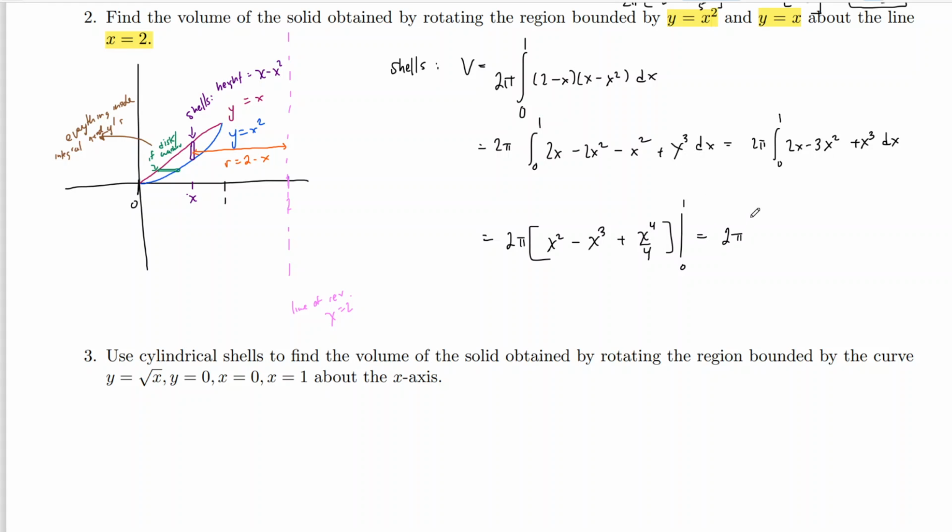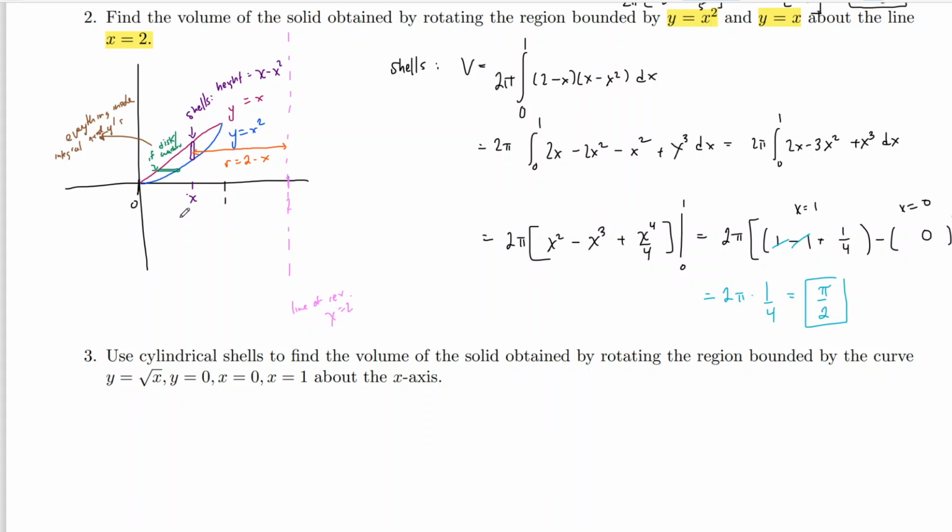And we have 2 pi. Plug in x equals 0, or sorry, x equals 1 first, minus x equals 0. When we plug in 1, we get 1 squared, which is 1, minus 1 cubed, which is another 1, plus 1 to the 4th, which is 1 over 4, minus x equals 0. Well, when you plug in x equals 0 here, you get 0, so that's simple enough. And the 1's cancel out here, the 1 and the minus 1, and we have 2 pi. The only thing inside here is 1/4, so 2 pi times 1/4, which equals pi over 2. So the volume of this shape by cylindrical shells is pi over 2.